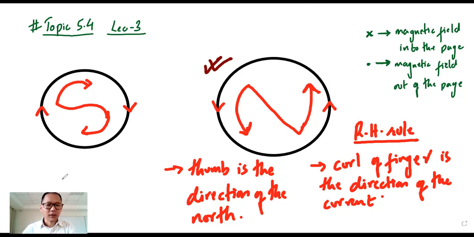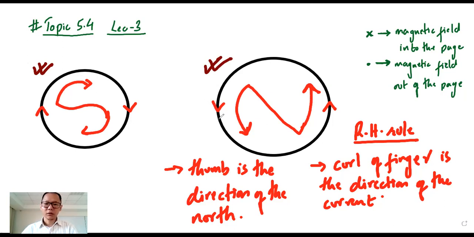Likewise, if you look at this second diagram here, you will see that the current is flowing in the clockwise direction and your thumb is pointing inward. Which means the north is inside the page and the face that you're looking at is the south pole. So this is also another way to conveniently find the directions of the magnetic field.